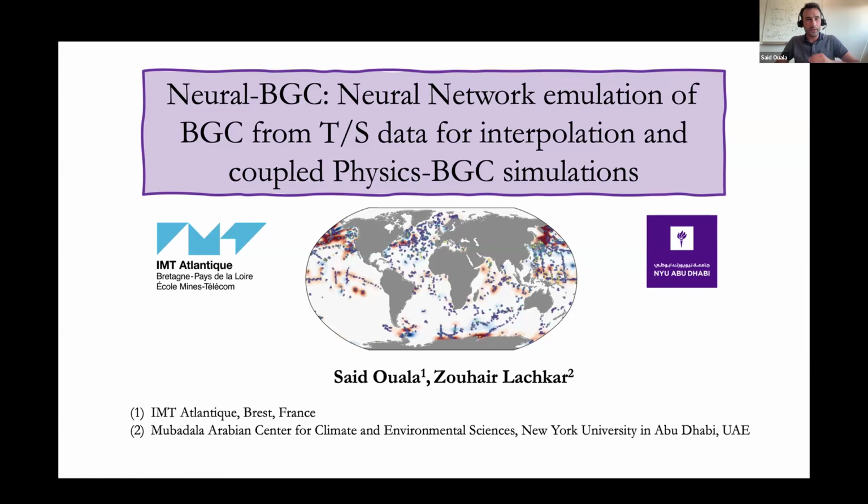The model, we called it Neural-BGC, and I will be presenting results that include the use of this model for interpolation applications, basically for building gridded 4D products of dissolved oxygen and nutrients. It is also coupled to a physical model to run coupled hybrid physics-BGC based simulations. This is a joint work. I'm Saïd Ouala with IMT Atlantique in Brest, France, and this is joint work with Zohair Lashkar, who is with the Arabian Center for Climate and Environmental Sciences at New York University Abu Dhabi.